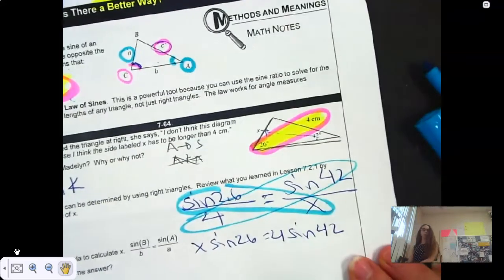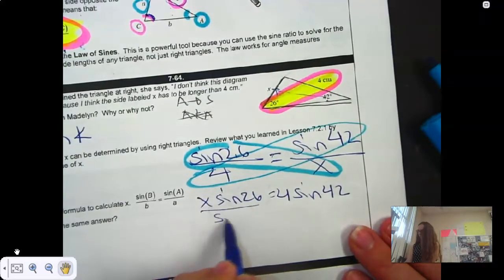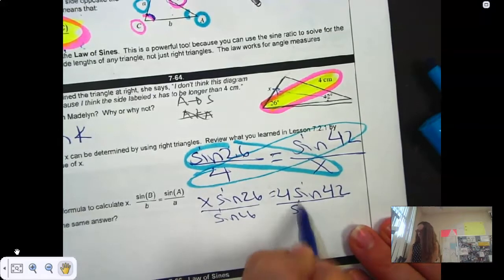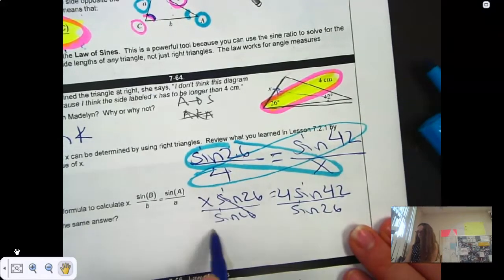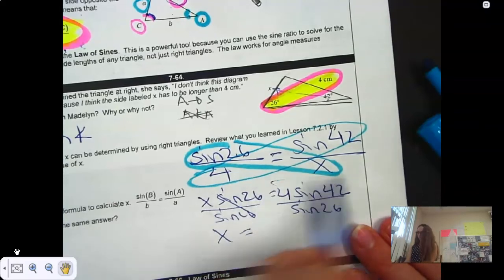And now what's the goal? I want to solve for x. So what do we do? Divide by sine 26, divide by sine 26. And now x equals. And now I'm going to pick up my calculator and put that in there.